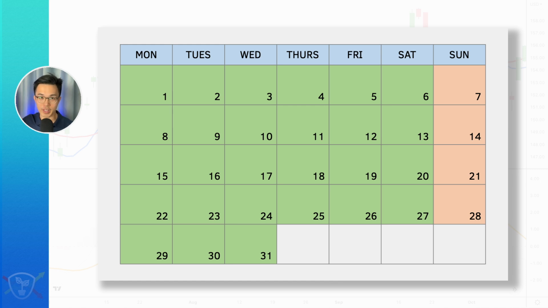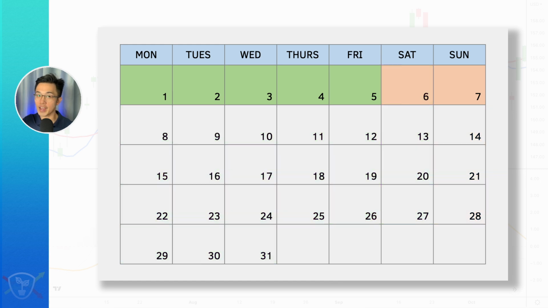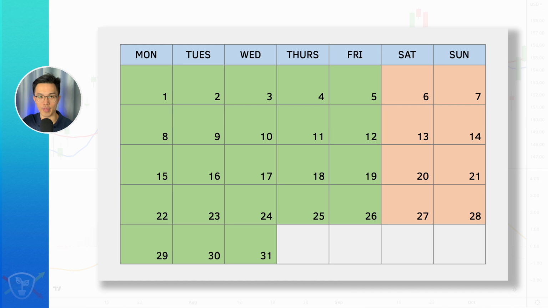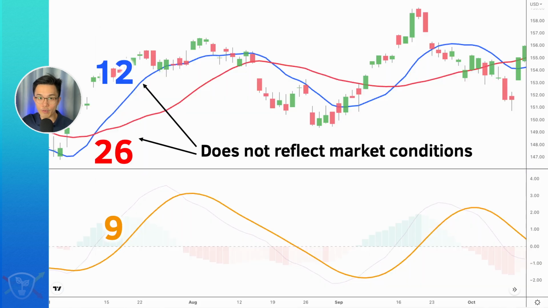But now in 2022, if we're looking at the US markets, they are open for 5 days a week and on average around 22 days a month. That means that the 12 and 26 parameters are not representative of current conditions anymore.